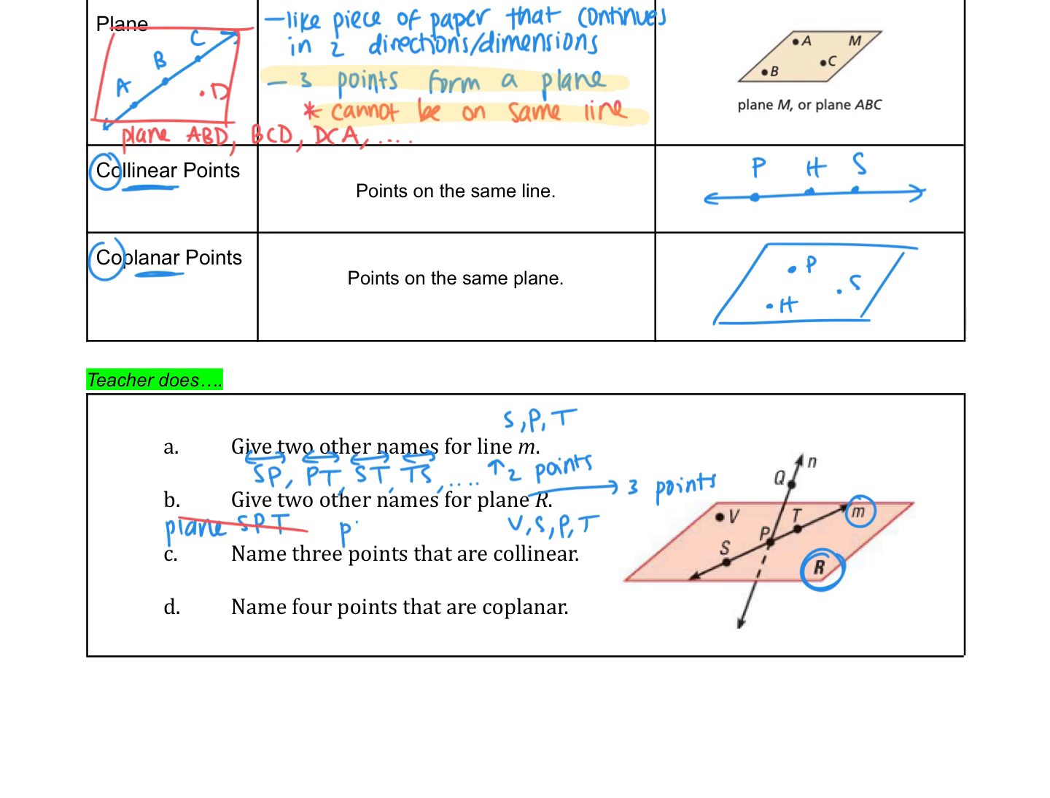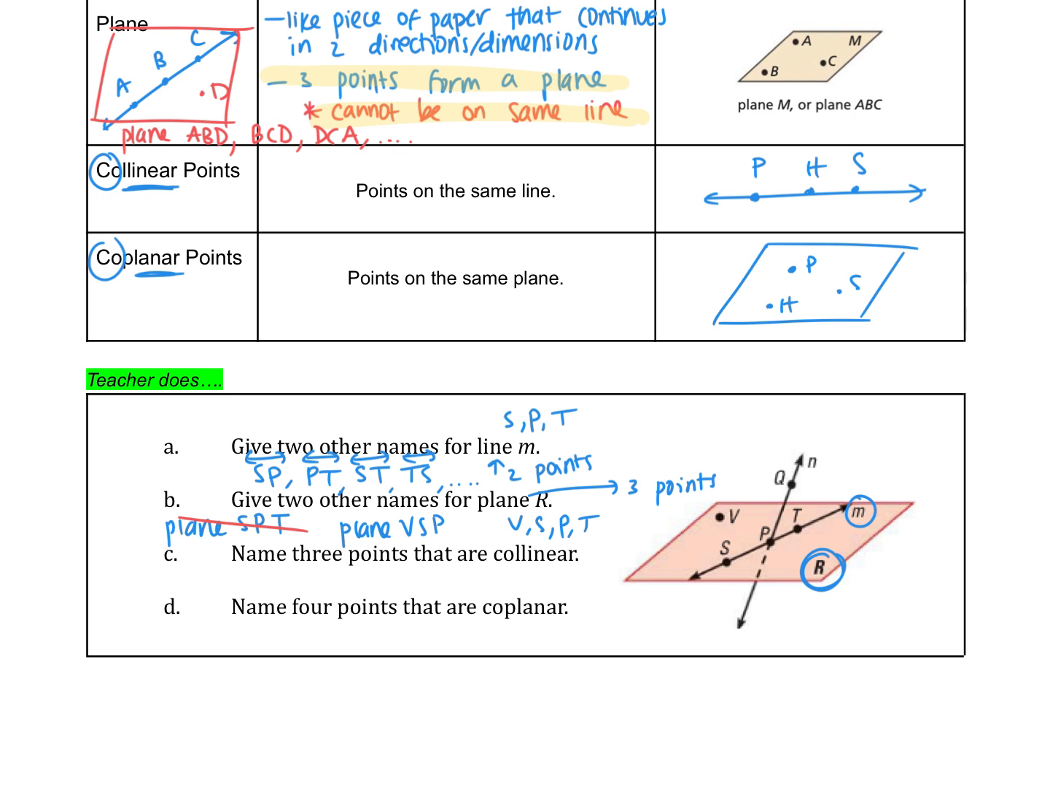So I could say plane VSP. That's fine. And then if I'm really just lazy and I want another one, or not lazy, I want to be efficient, I can just take those 3 letters and reverse them. PSV. That's another name. I'm not going to write that down because I ran out of room.